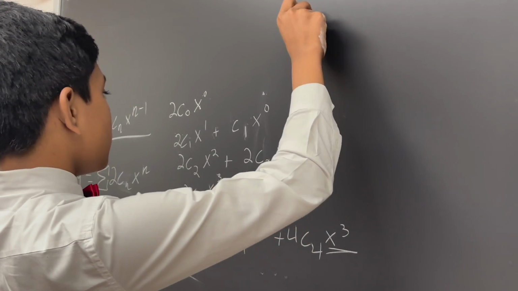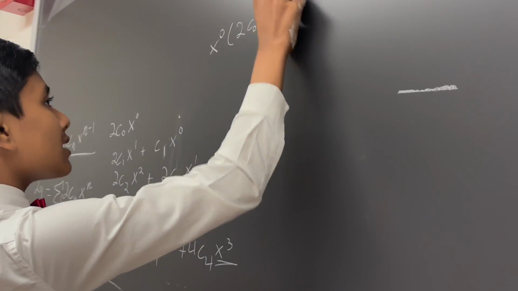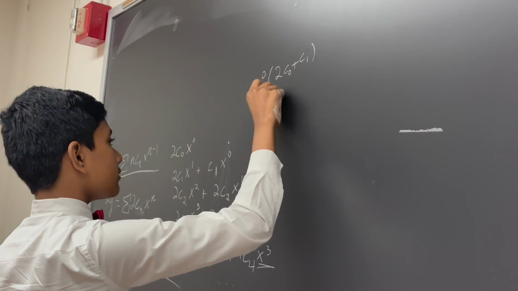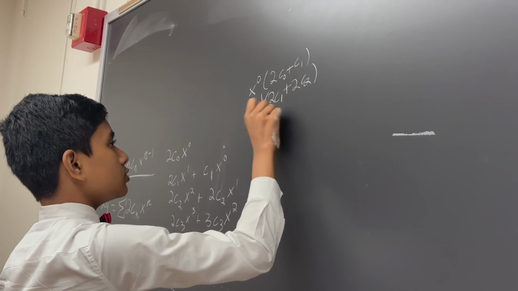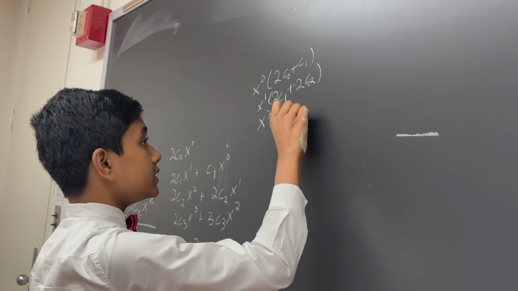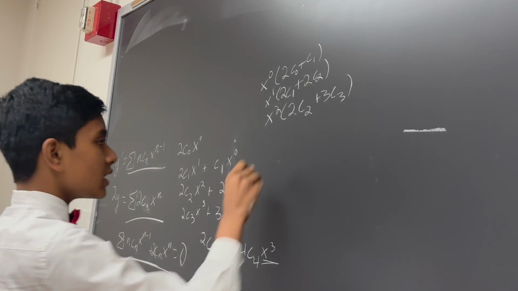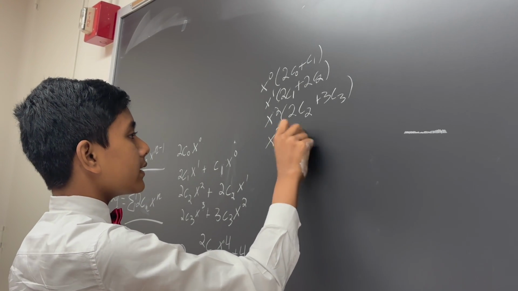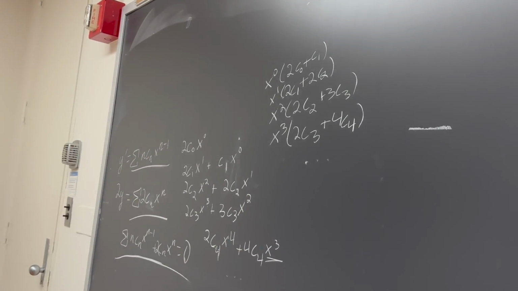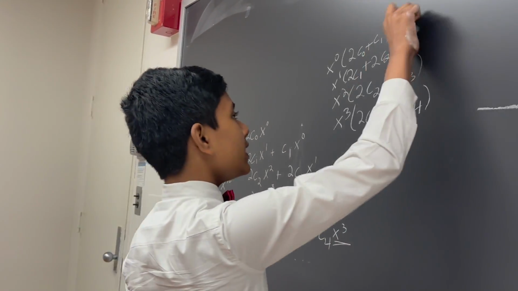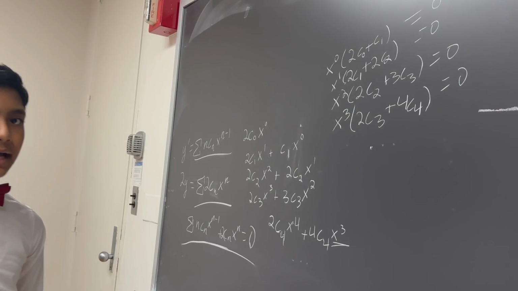What do I mean by that? Well, we factor out x0 and we get 2 C0 plus C1. That's our constant term. Factor out x1 and we get 2 C1 plus 2 C2. Okay, we factor out x squared, and we get 2 C2 plus 3 C3. Then factor out x cubed, then we get 2 C3 plus 4 C4, and so on and so forth. And the thing is, every single one of these terms has to add up to 0.